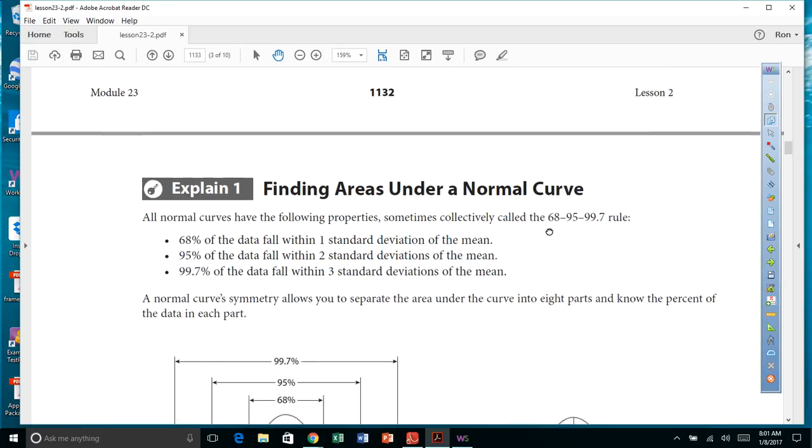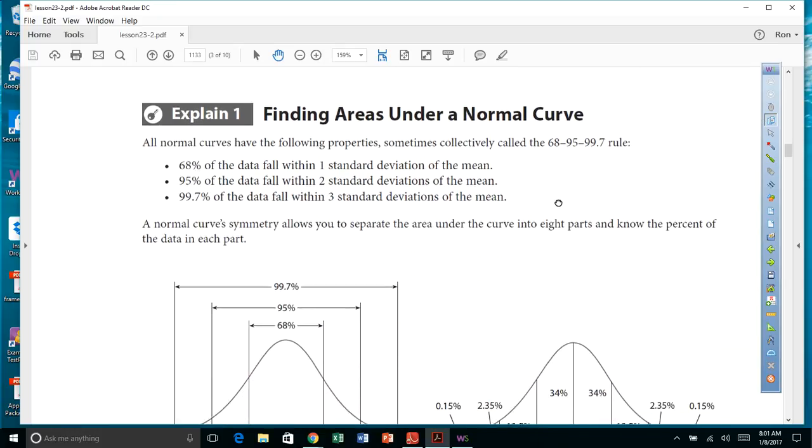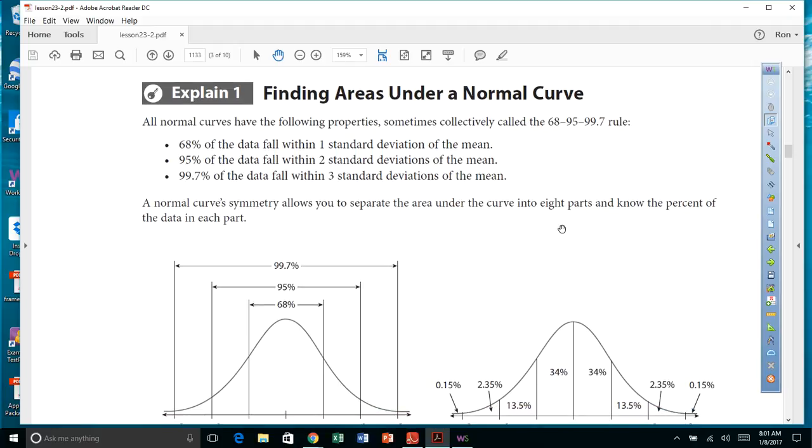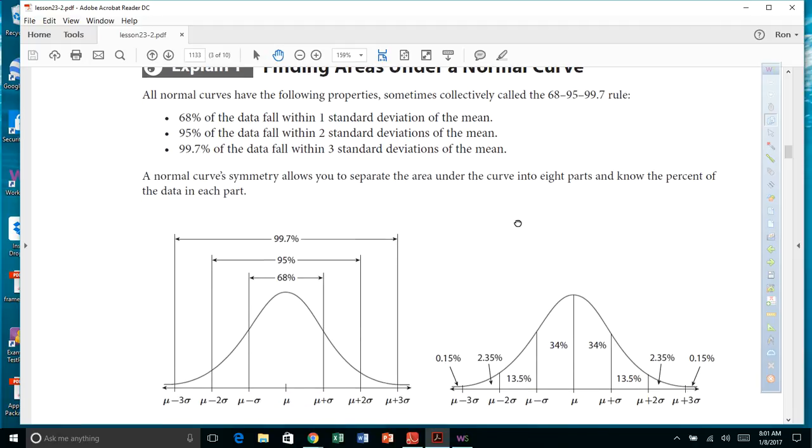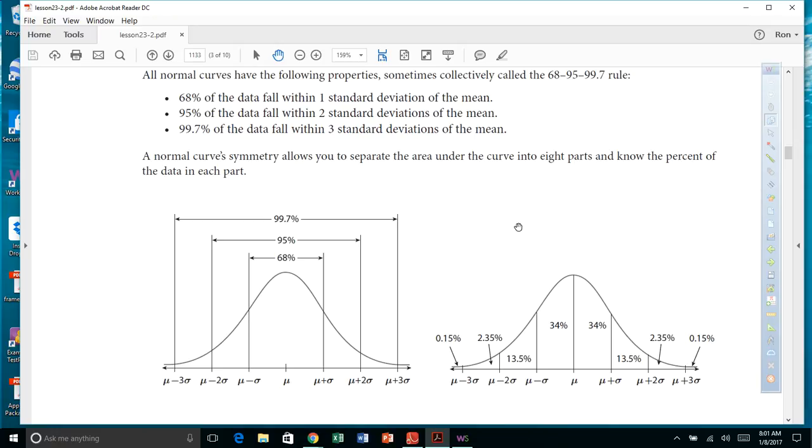All right. Finding areas under a normal curve. All normal curves have the following properties, sometimes collectively called the 68, 95, 99.7 rule. 68% of the data fall within 1 standard deviation of the mean, 95% of the data fall within 2 standard deviations of the mean, and 99.7% of the data fall within 3 standard deviations of the mean.